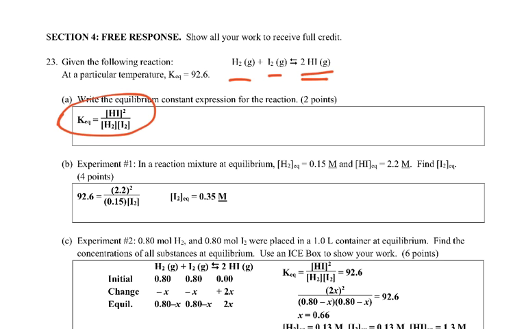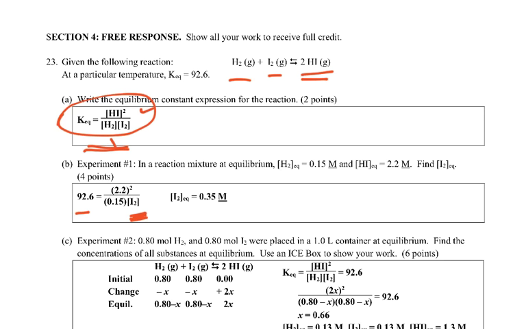Well, all this really is just algebra. And we're taking this expression, and we know the KEQ, 92.6. We know the HI concentration, and that's 2.2, squared. And we know the H2 concentration, which is 0.15, so we're solving for I2. The only problem here, this is mathematically an easy thing to do, the problem here is whenever we put the variable that we're looking for on the denominator, people goof that up.